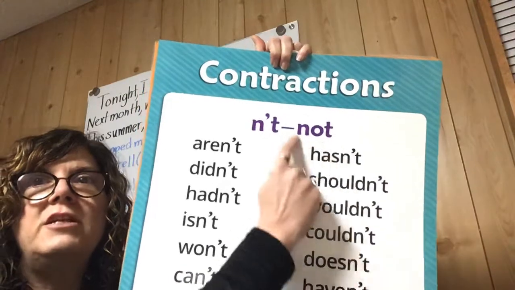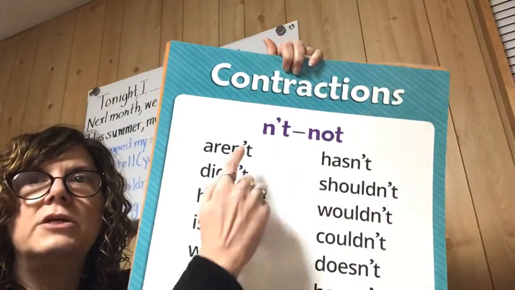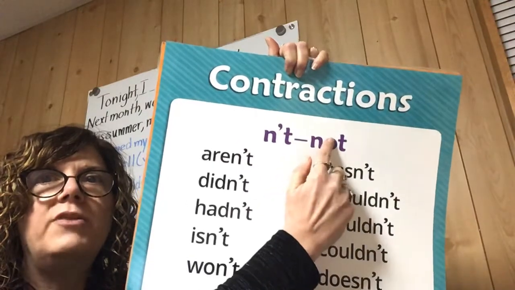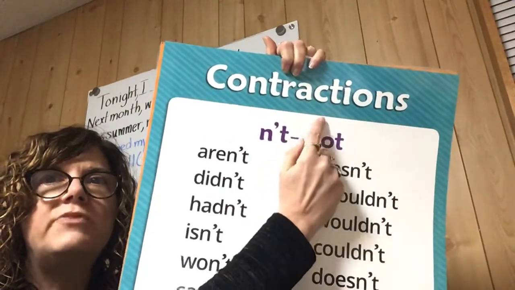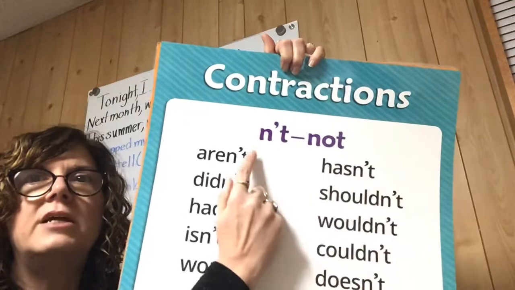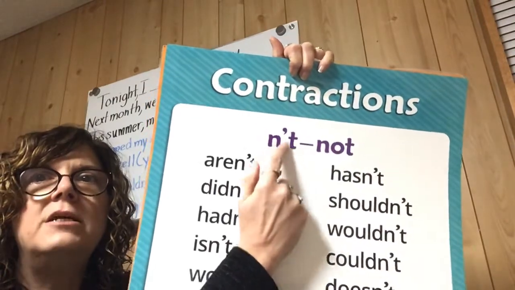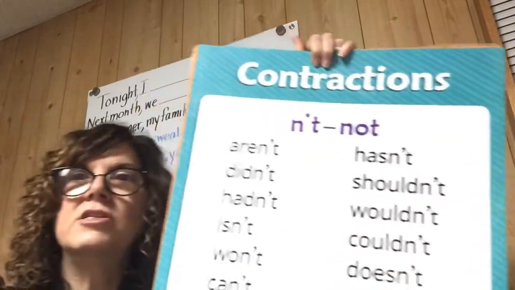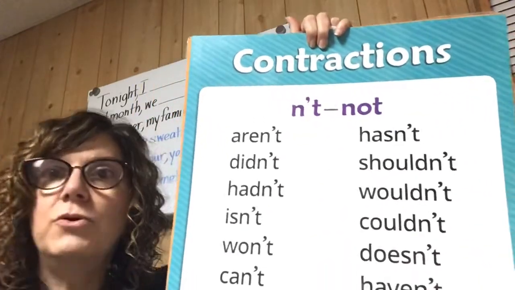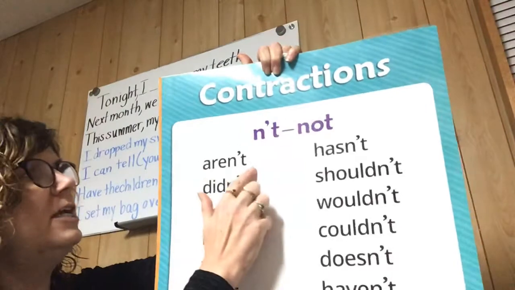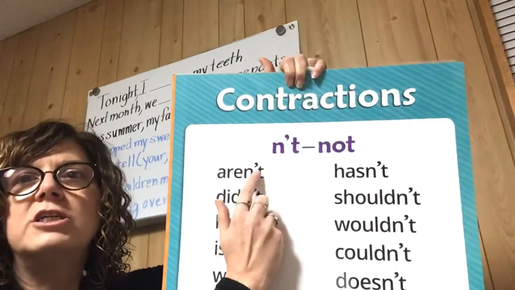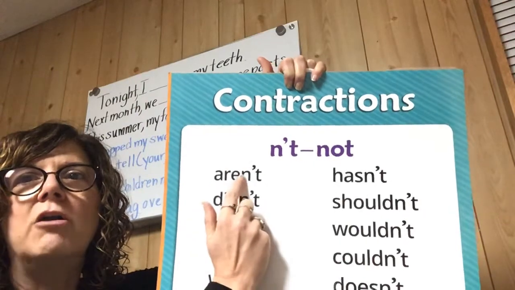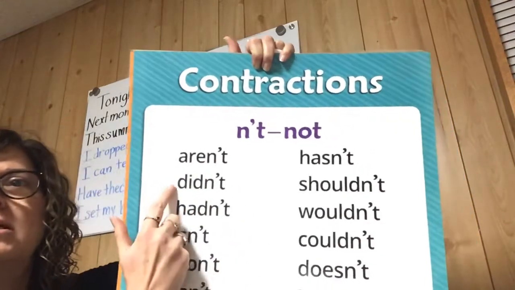For when you're using not as your second word, you're going to do N', which means that's where you took out the O, so that is where the apostrophe goes, where you took out the letter. N-O-T, you take out the O, so it's N'. All right, and this is for when not is the second word. All right, so here we have aren't. All right, that comes from are not. So you put all of are, N'.